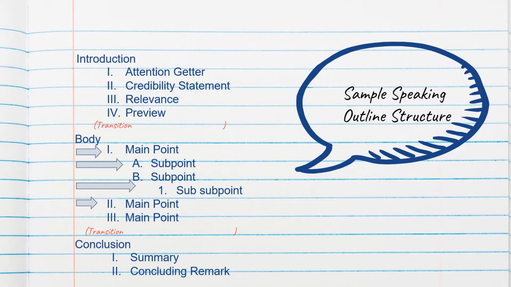Here's a look at a sample speaking outline structure. So, much like the preparation outline, you still have the introduction, body, and conclusion designated. And you still have the four components of your introduction. The body still has main points identified differently than the subpoints and the sub-subpoints. And your conclusion still has the two concluding components, the summary and the concluding remark.